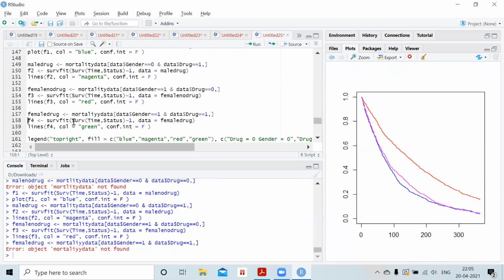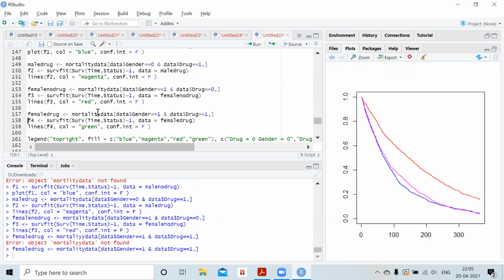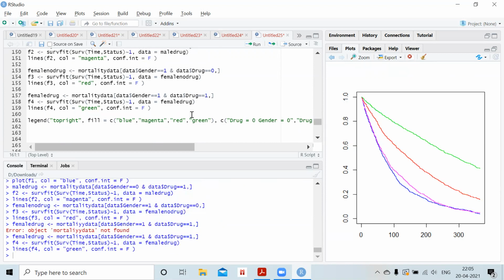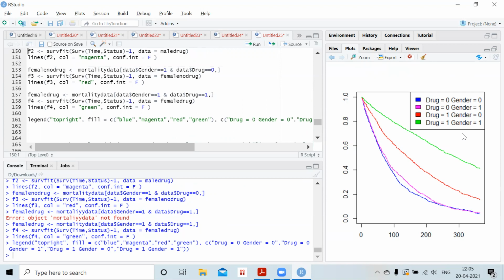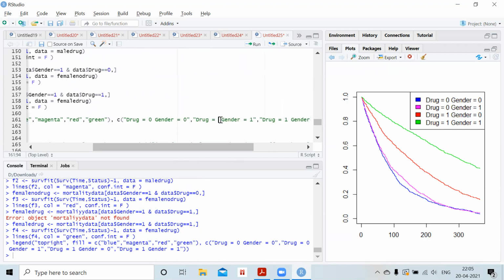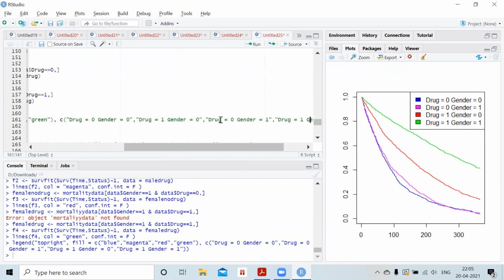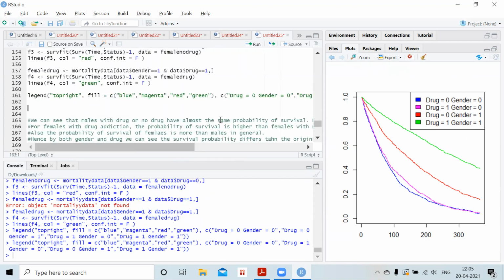So the four combinations which we are running should have 4 different colors, and then there should be a legend, obviously. Drug equals 0, gender equals 1. Or you can write female drug, male drug, whatever you want, either on the basis of the categorical variable or the non-categorical variable. Make sure your legend is correct. First is drug 0, gender 0. Second is drug 1, gender 0. Drug 0, gender 1. And drug 1, gender 1. This is my legend. Okay.